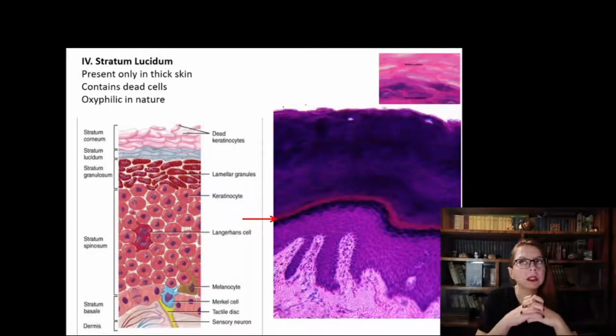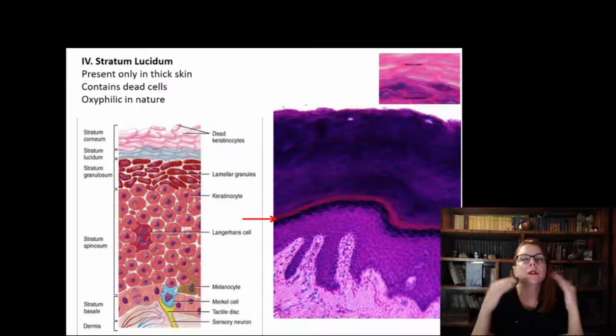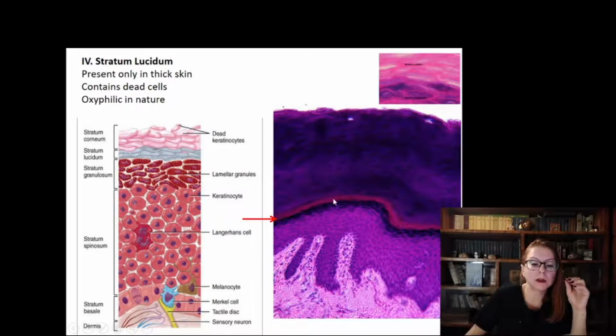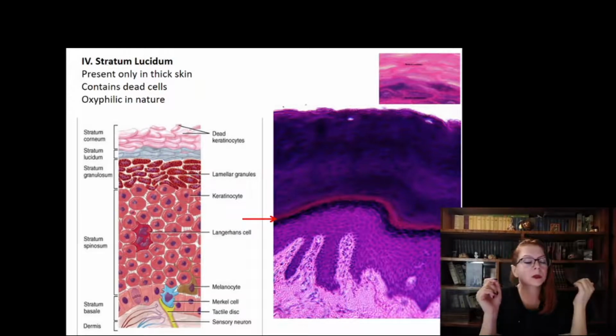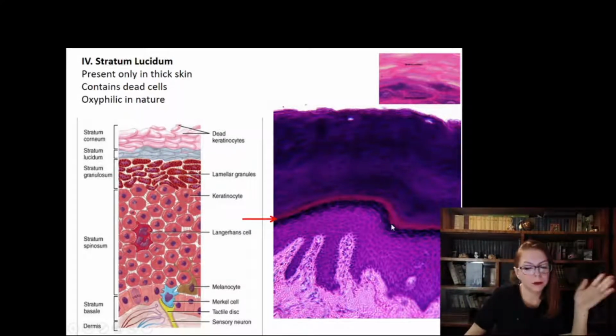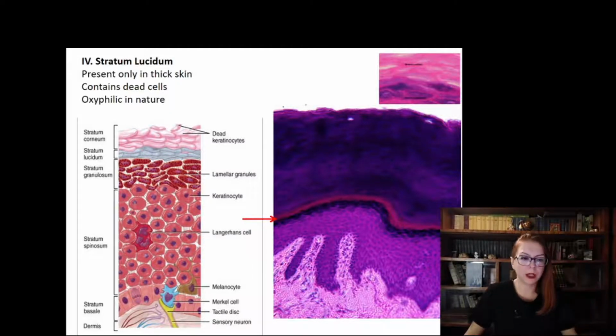Okay, so the next layer of the skin is the stratum lucidum, just after the stratum granulosum. It is present only in the thick skin of our palms and soles, because here the epidermis is very thick, and we can discriminate this red oxyphilic line between the stratum granulosum and the stratum corneum. But in the thin skin, in other places of our body, it is indistinguishable, and it contains some dead cells. Cells are already dead, organelles are destroyed, expelled, and it has a shiny appearance.